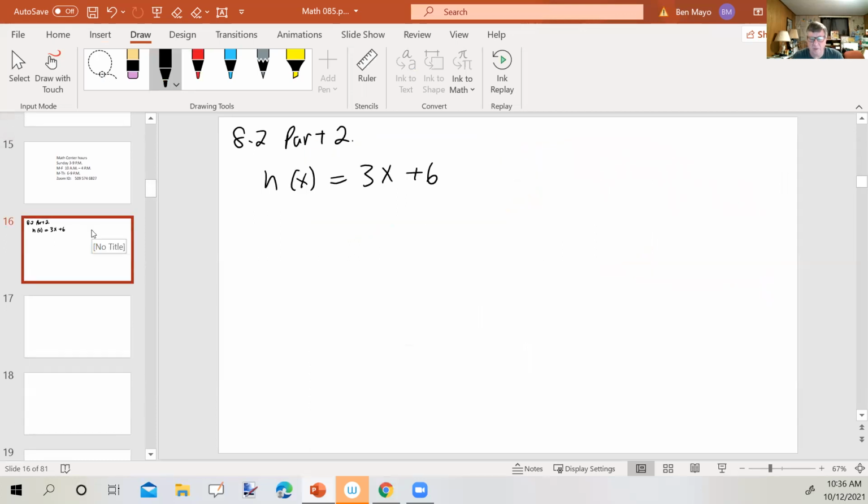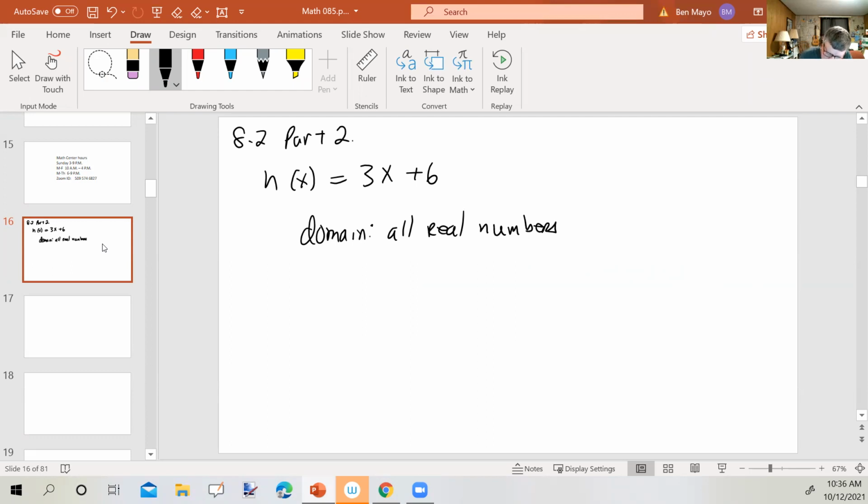h of x equals 3x plus 6. In this section, the main thing we need to avoid is dividing by 0. If an input value makes the whole thing such that you're dividing by 0, that input gets booted from the domain. Now, h of x equals 3x plus 6. There is no number for x that we could put in that would make this thing undefined. So the domain is all real numbers.